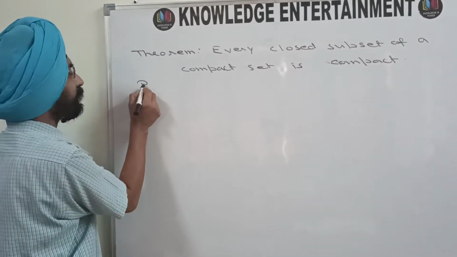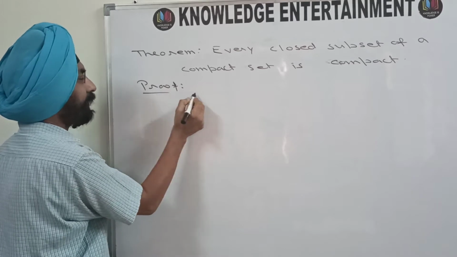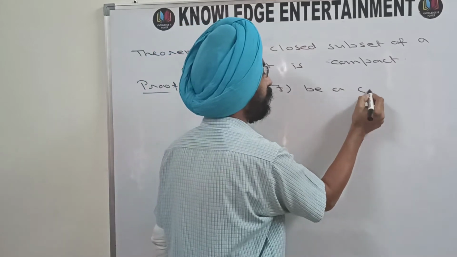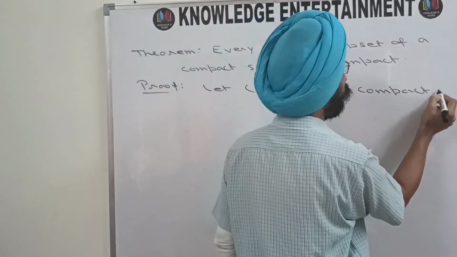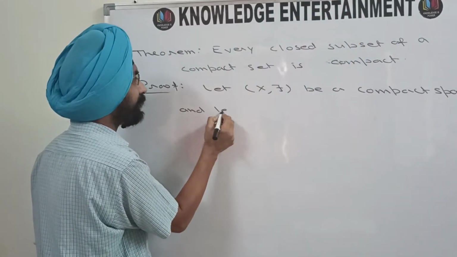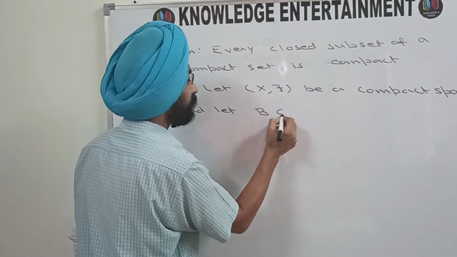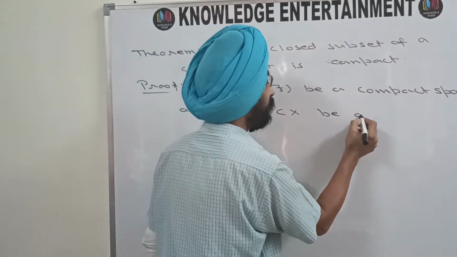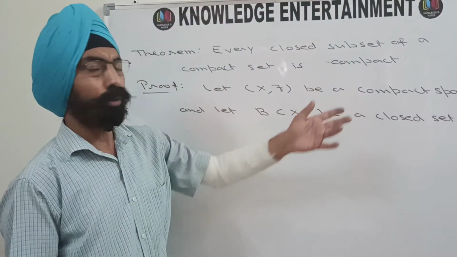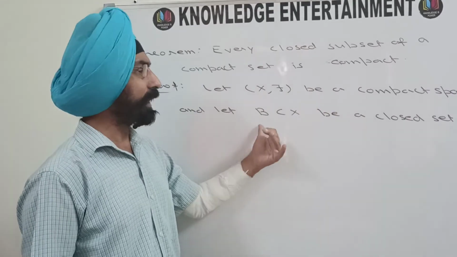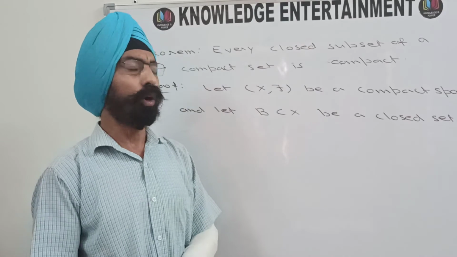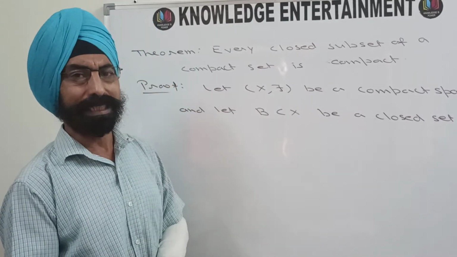So I am starting with the proof now. Let (X, tau) be a compact topological space and let B subset of X be a closed set. So what have I taken? I have taken a compact space and an arbitrary closed subset of X, and now I'll prove that B is also compact.